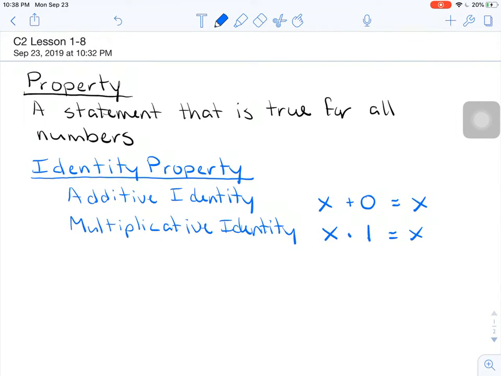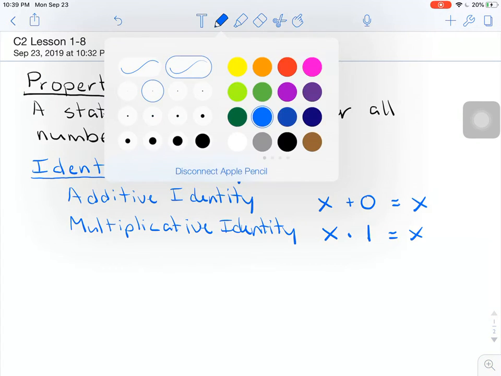These properties are actually going to be important because, along with some other properties we're going to talk about, we are going to use identity properties in our next chapter to help explain why some rules that you're going to learn work. So properties can be used to help explain some of the rules for math that we use in other places. There are a couple of other properties that you should know about.